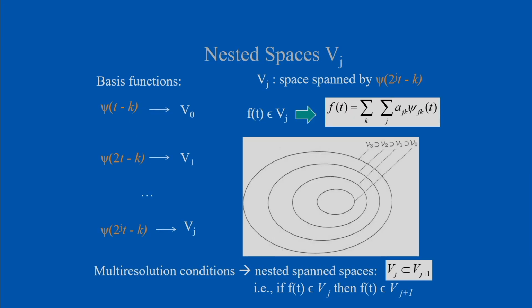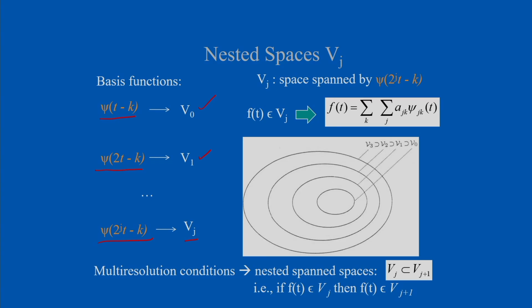So here you can see I am considering a set, the set is V naught, that is a small set. So for this I am considering the basis function psi of t minus k. Next I am considering one large set as compared to V naught. So V1 is larger than V naught. So for V1 I have to consider the basis function psi of 2t minus k. Like this, if I consider another large set Vj, that should be represented by the basis function psi of 2 to the power j t minus k.